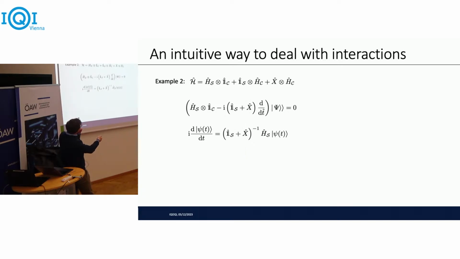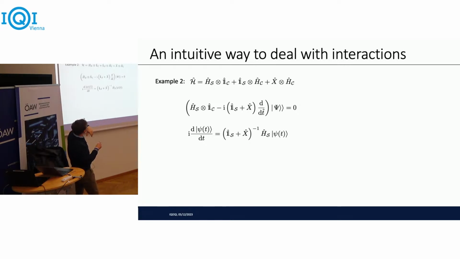OK. Another example, a bit more involved. Now, instead of t, we have the Hamiltonian of the clock here. So what do we do? We do a bit of moving things around. So we have HS. So we apply the constraint. We have HS and minus. Now we gather HC on the right.